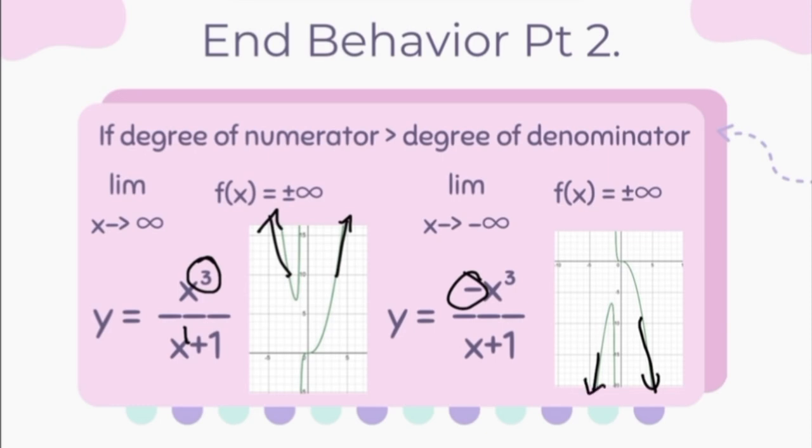To test this out, you can plug in really big numbers and see what results. Let's say we plug in 100 cubed over 100 plus 1. That's going to increase as we get big, because the numerator increases at a rate faster than the denominator. And for the other one, it's just the negative version of that, so it's going to be the same but going downwards.